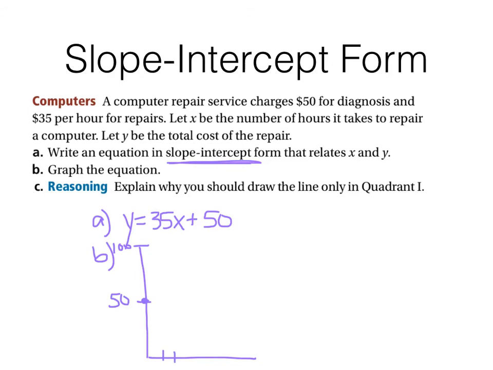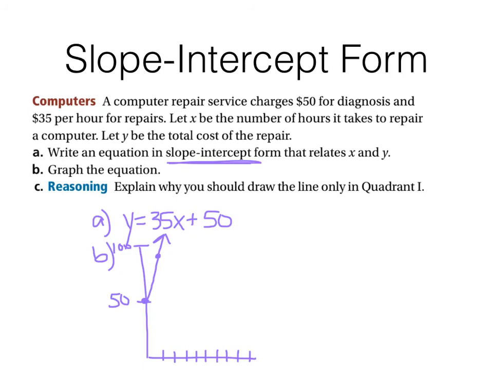So 1, 2, 3, 4, 5, 6, 7, 8, 9 hours. I would assume if you have a computer repair over 9 hours, it's probably not a good idea to repair it. Probably a good idea just to replace the darn thing. But we're not all made of money, so you know. Okay, so anyway, we're going to end up with a graph that looks something like this. So we have a rise of 35 and a run of 1. Now, I didn't use graph paper for this. I just sketched the basic graph.